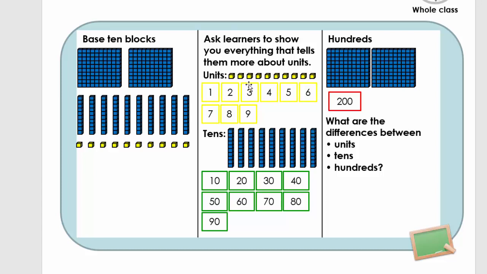Let's look then at how it works. We've got our unit blocks and each of them has a number that represents it. If we have one block, it will be represented by the symbol 1. If we have 2, we will represent it with 2. It's the same with the base 10 blocks. So the rods: if we have 10, 20, 30, we've got 30, so it will be represented by the number 30. What are the differences between units, tens, and hundreds? Pause the video and answer this question.